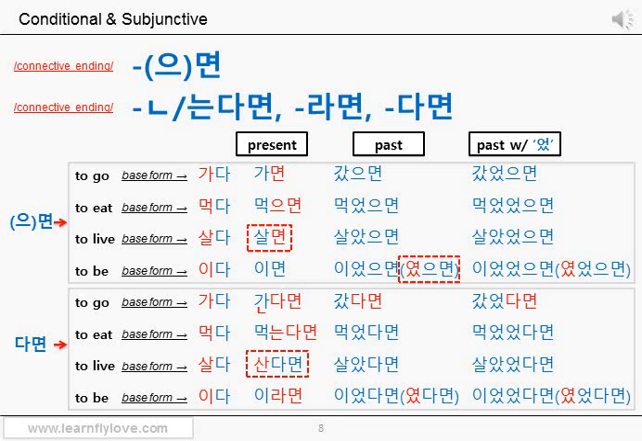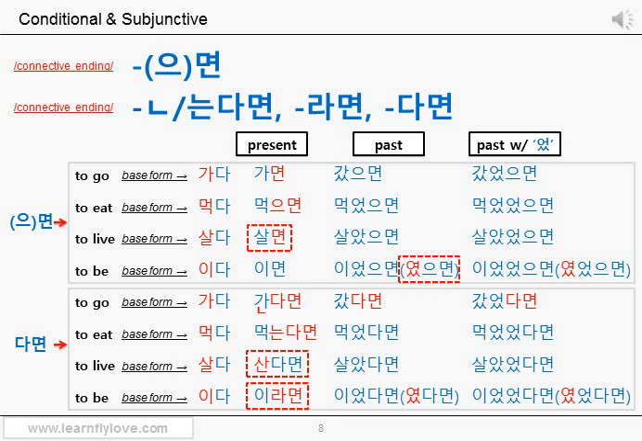Okay? 산다면. The second exception happens to the predicate 이다 in the present tense. In the present tense, you add 라면 instead of 다면 to the stem 이. So it becomes 이라면.